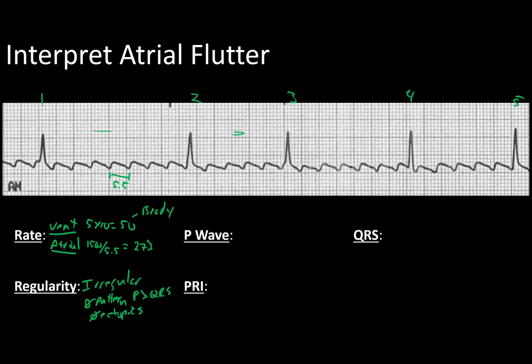So let's take a look at these P waves. They're definitely sawtooth, and they're regular. So let's figure out how many we have. We'll start the same way we always have. We'll just label this one A.